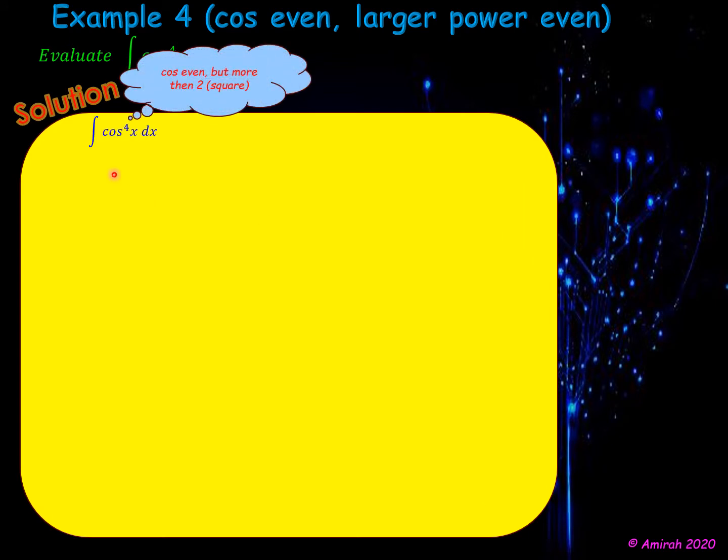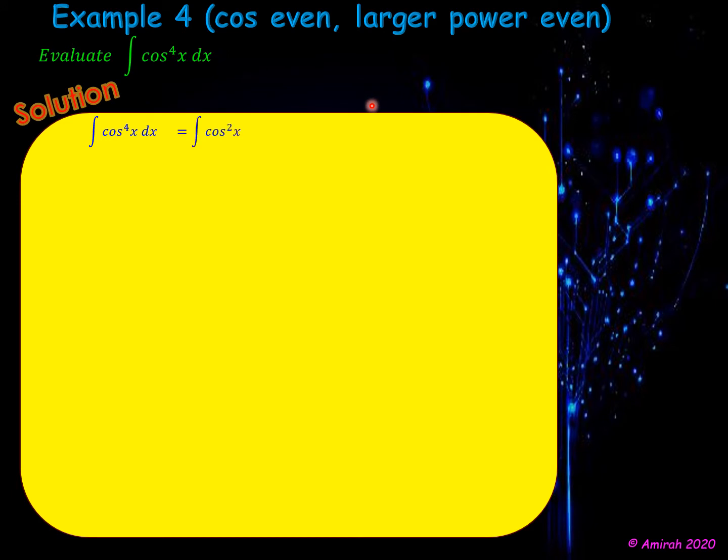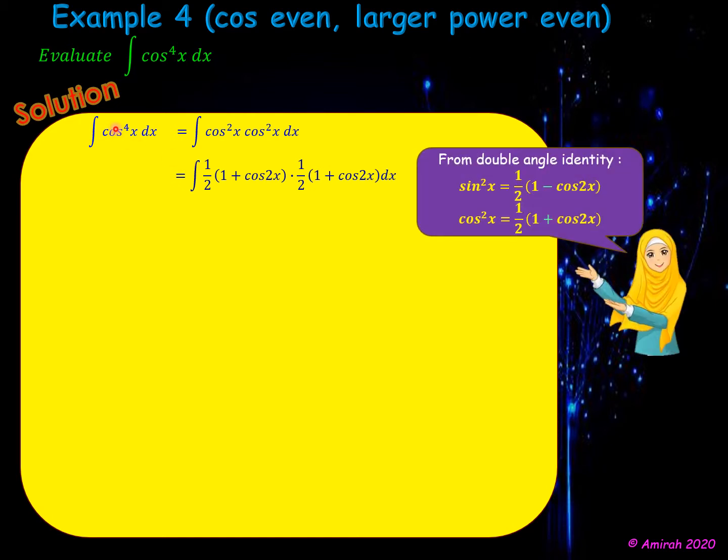For the integration of cos to the power of 4x dx, now we can see that the cos is an even power, but more than 2 or squared. So, what we should do is, for cos even, we need to use the double angle identity.